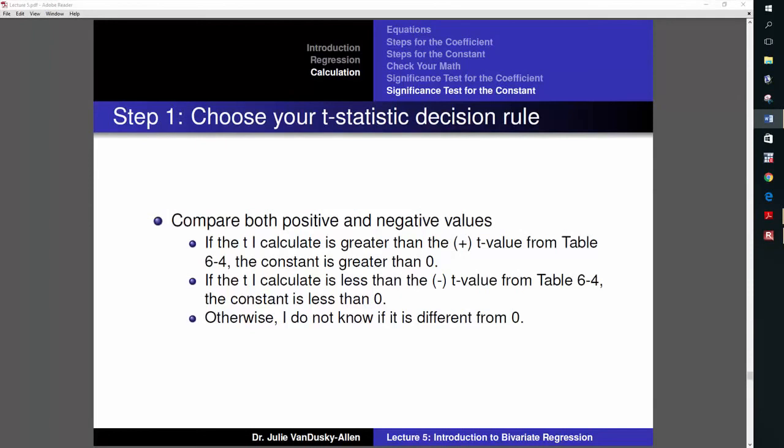So we're going to conduct a t-test where we look for t-values that are either positively different from 0 or negatively different from 0. The decision rule template for this t-test is: if the t I calculate is greater than the positive t-value from table 6.4, the constant is greater than 0. If the t I calculate is less than the negative t-value from table 6.4, the constant is less than 0. Otherwise, I do not know if it is different from 0.